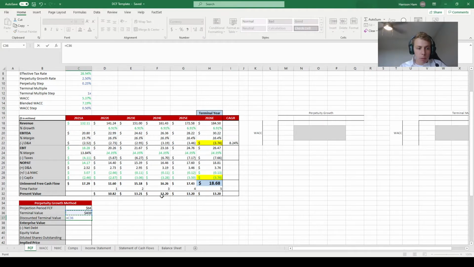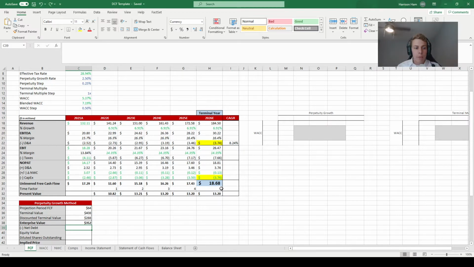So we have to do equals the terminal value divided by parentheses 1 plus our weighted average cost of capital. Then we raise that to the time factor. Keep in mind the time factor is how long you have between now and when the cash flow is currently valued. It's currently valued in our terminal year, so we want to use a time factor of 5 in order to discount back into today's terms. Then to calculate the enterprise value, we just add the discounted terminal value plus the projection period free cash flow to get our enterprise value.